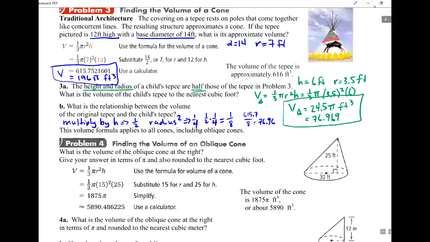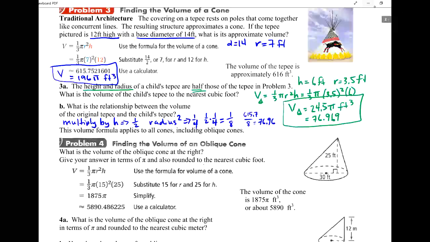So both of these are going to have an effect. 1/2 times 1/4 is 1/8. It is going to be 1/8 as big if we change everything. So we can check this. 615.7 divided by 8 is 76.96, which is what we got.